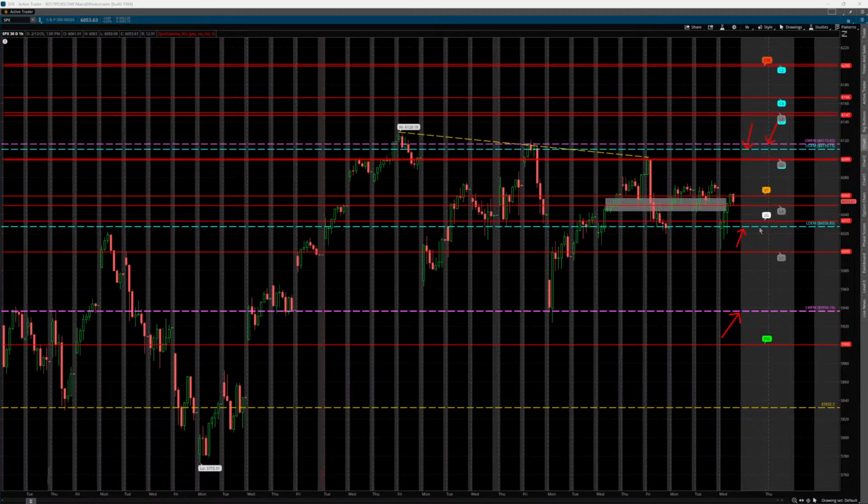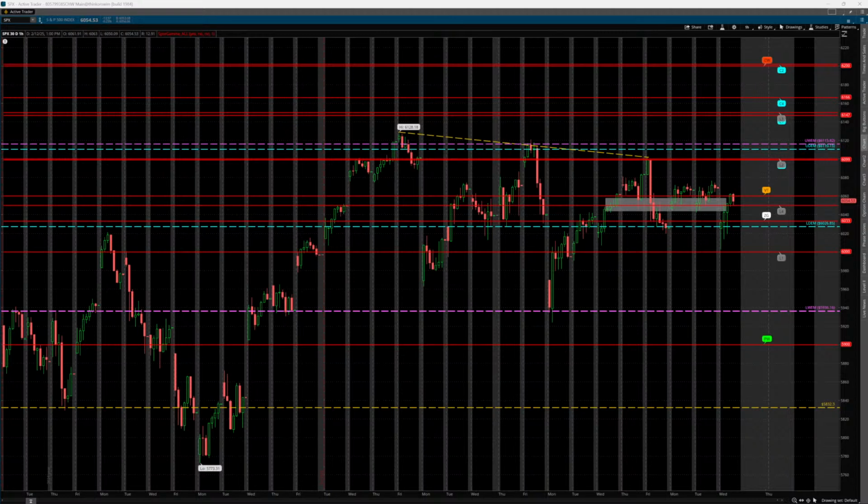I do post those levels in Discord every day the evening before. All right, so note SPX did trade down below the lower daily expected move and is now trading in that range between the lower and upper daily expected move. All right, that's the expected moves.